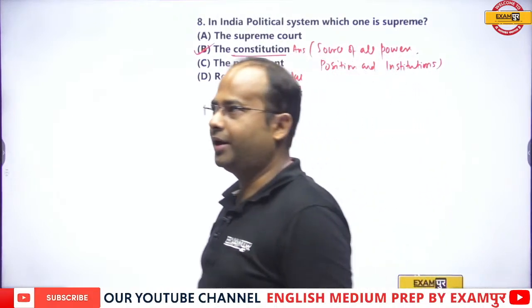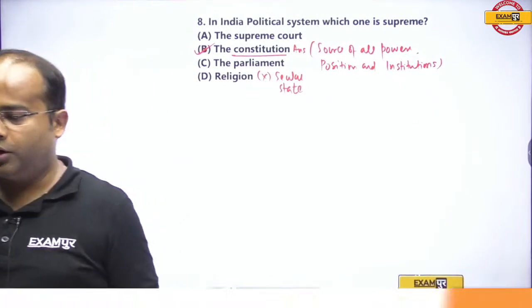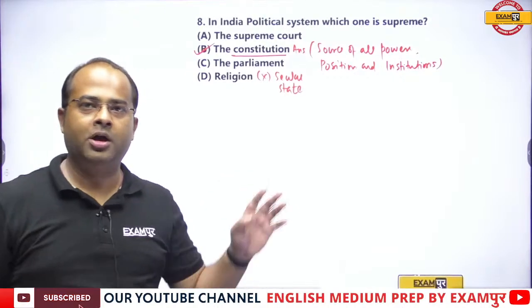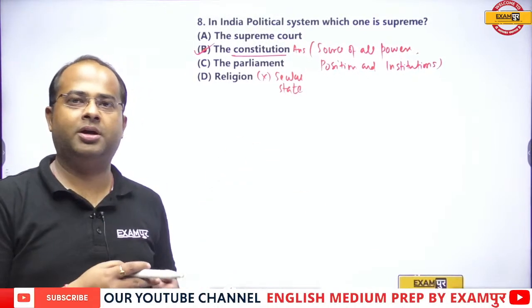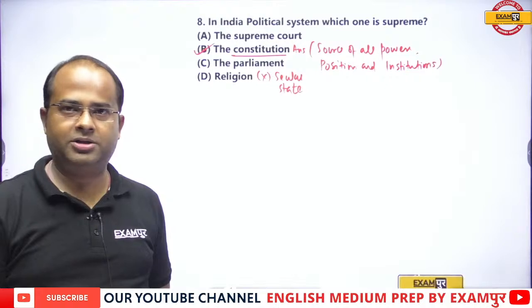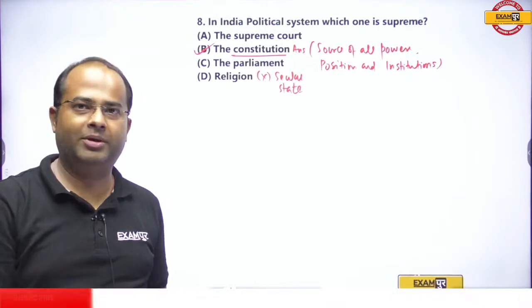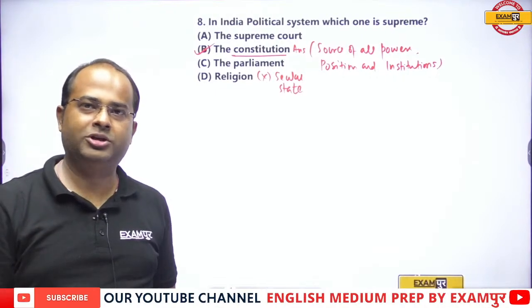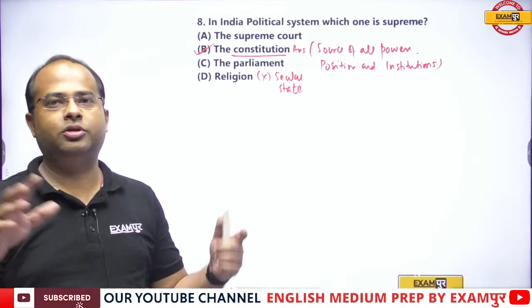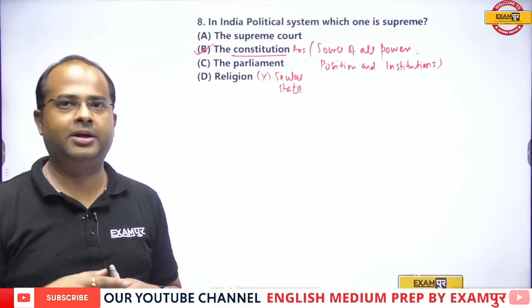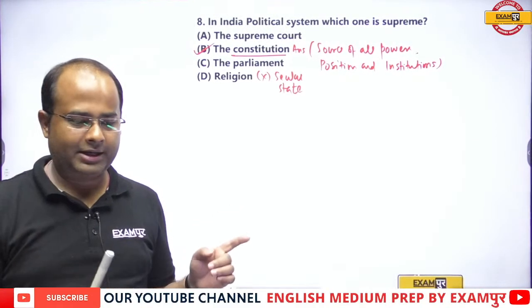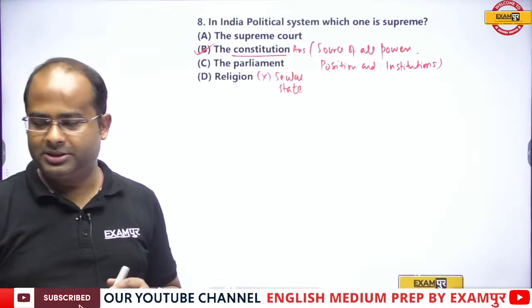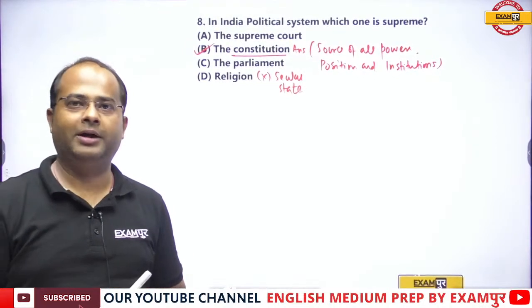Is it clear to everyone why the Constitution? Because it is the source of all power, positions and institutions. The President of India is mentioned in the Constitution. Parliament is mentioned in the Constitution. The Supreme Court is mentioned in the Constitution. And it is also mentioned in the Constitution that India will be a secular country. So there is no concept of theocracy in India. So the correct answer will be option B, that is the Constitution of India.